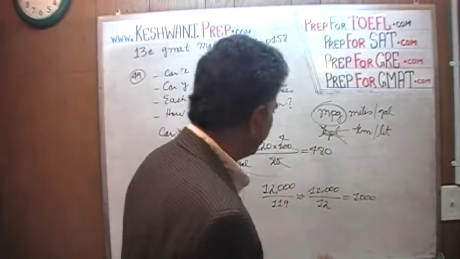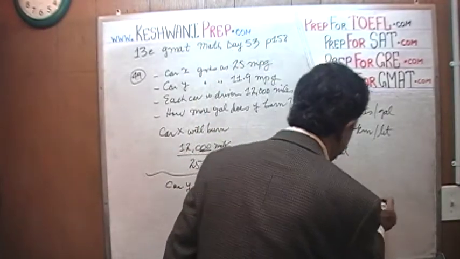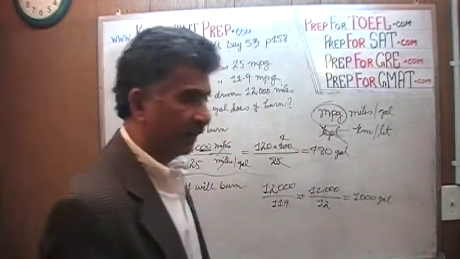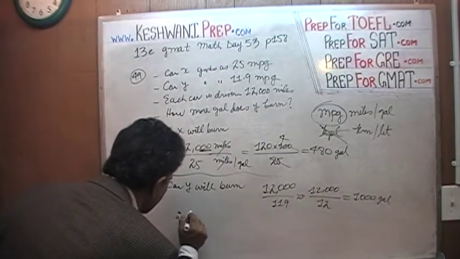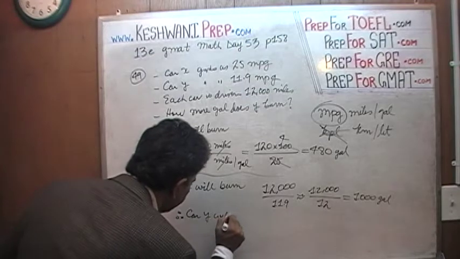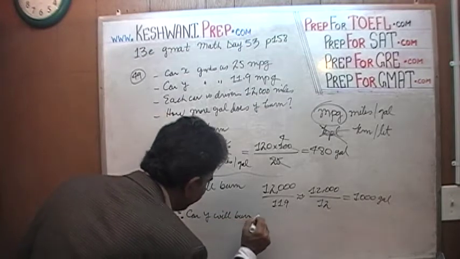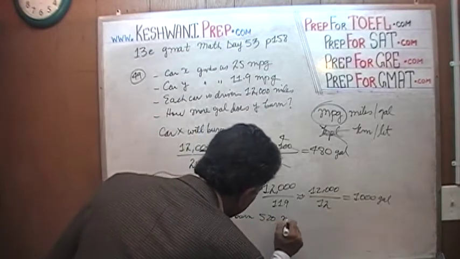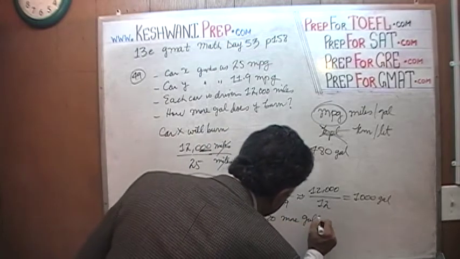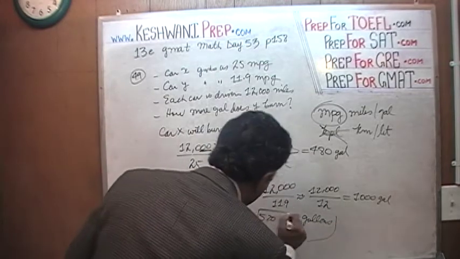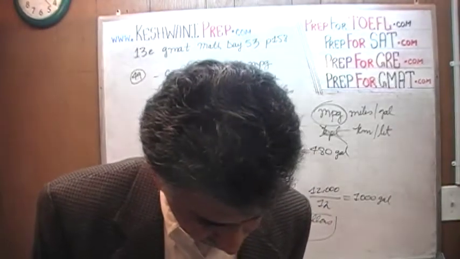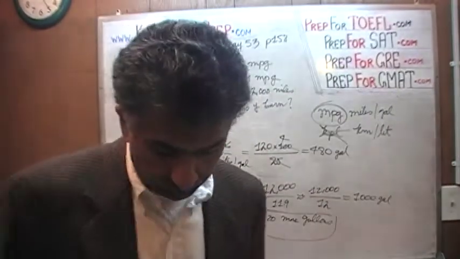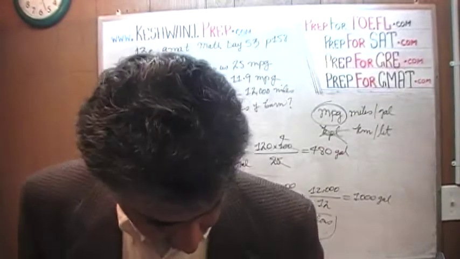Car X is going to burn 480 gallons. Car Y is going to burn 1,000 gallons. Therefore, car Y will burn 520 more gallons. That's your answer. And that's answer choice... What number was this? 49.